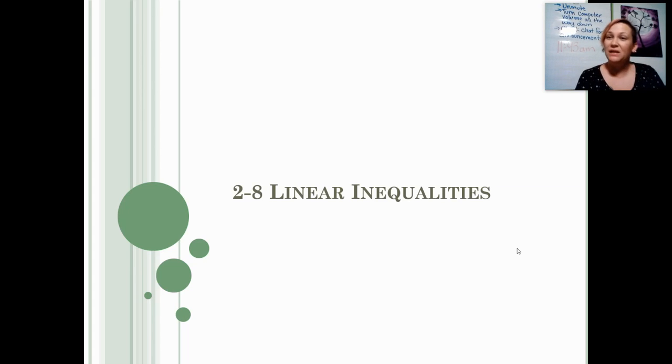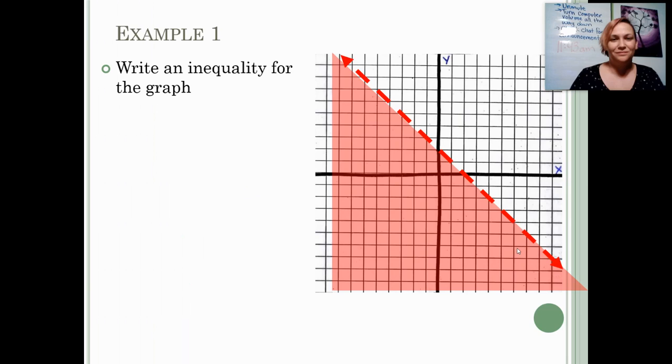But this time, I'm going to give you a graph, and you're going to need to figure out what the original inequality was. Here is our first example. So as you can see, I've graphed an inequality. We can tell it's an inequality because it has shading and it's a dotted line. And our job is to figure out what inequality gave us this graph.